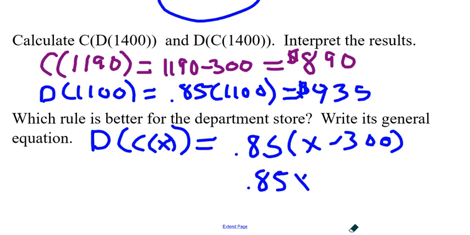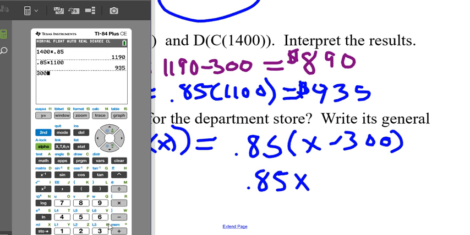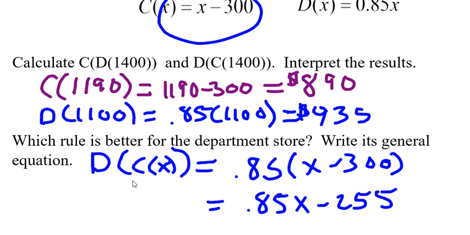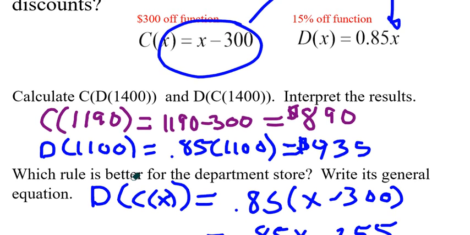Okay, and you could go ahead and distribute that through if you want to make it look a little nicer. And if I do 300 times 0.85, I get 255. And now you have a direct way. So if you go and buy some other computer for your friend or maybe some other electronic device, you don't have to keep doing it this way. You can now just put it in for X and you'll get the price. All right, so that is composition in a nutshell. I'd like you to take some time to work on your homework.